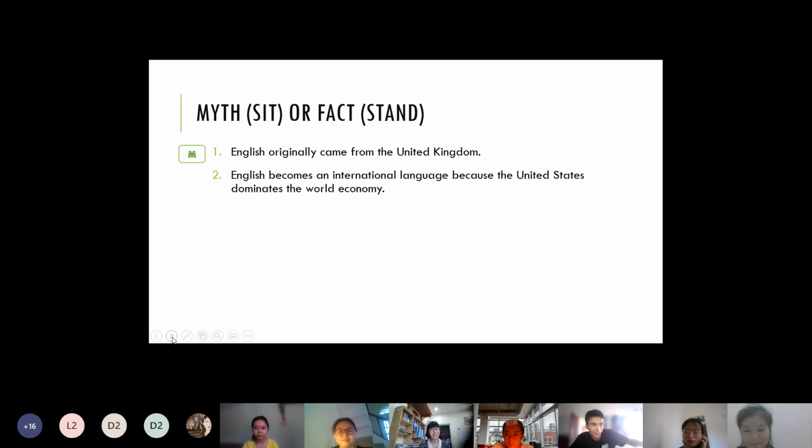Yes, that can be one of the historical reasons why English has become an international language. Maybe first of all because of the British colonies around the world in the past, centuries ago, right? But the US, it dominates the world economy, yes, but that's not the reason why English has become an international language. So yes, this is a myth. How about this one?